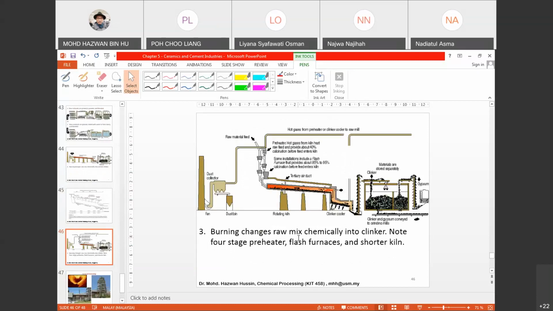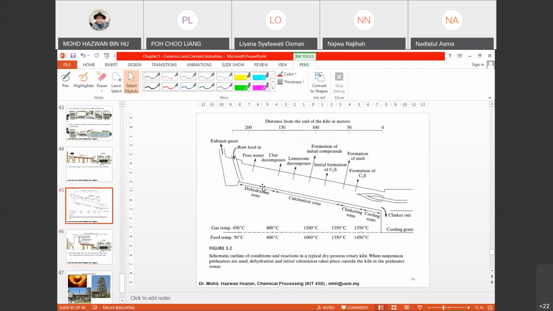So after the clinkers have been formed, burning charges the raw mix chemically into clinkers, starting from the stage of preheat and a flash furnace. The four processes actually depend on this. You have the dehydration zone, calcination zone, clinker zone, and also cooling zone. This is actually the four processes that happen in the clinkers.